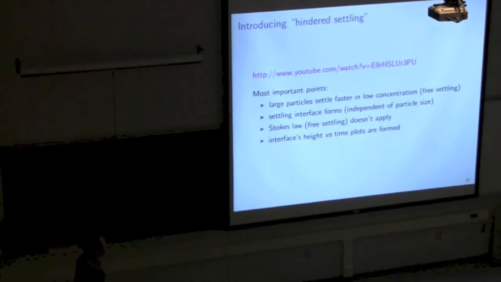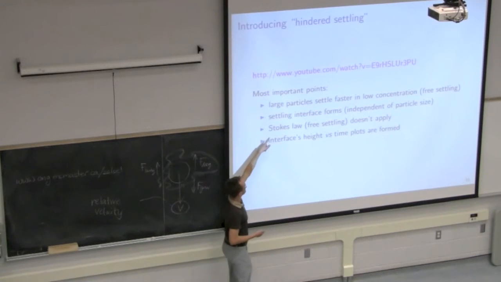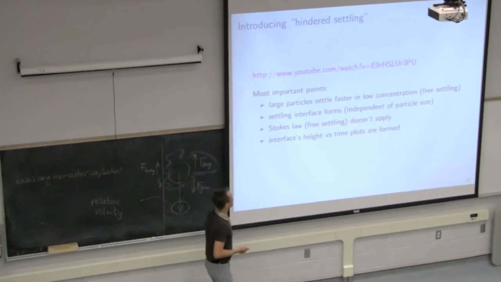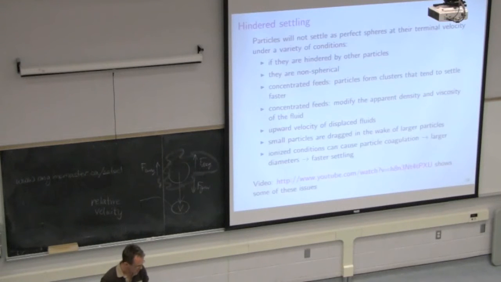Okay, so in high concentration systems, we have what's called hindered settling, and the particles surrounding the others will influence the settling rate. In fact, that settling velocity we calculated from Stokes' law doesn't apply anymore. So we're going to see an alternative way to deal with this. Okay, so here are the reasons why our ideal system doesn't behave.